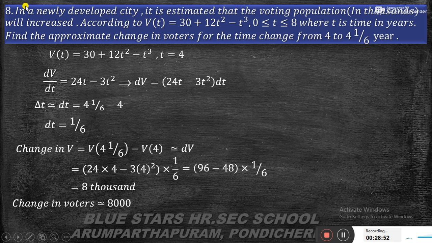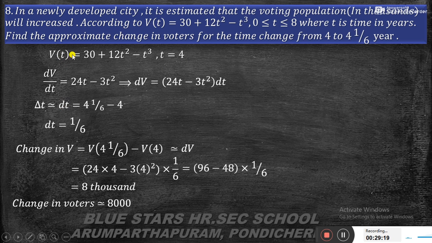So you see the question here. In a newly developed city, it is estimated that the voting population in thousands will increase according to V of t, that means 30 plus 12t square minus t cube, t lies between 0 and 8. Here they give the voting population. This is the function V of t. After that they tell the time changed from 4 to 4 plus 1 by 6. So from this I calculate the dt.